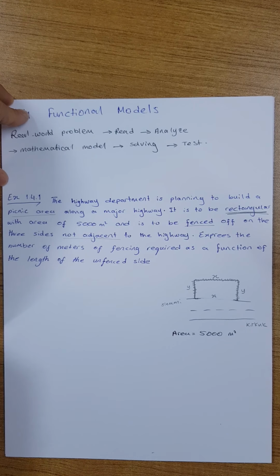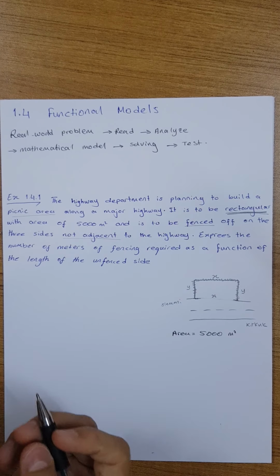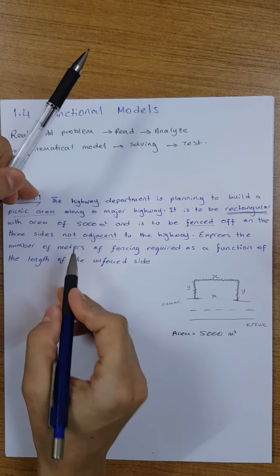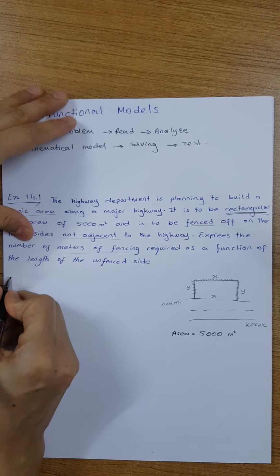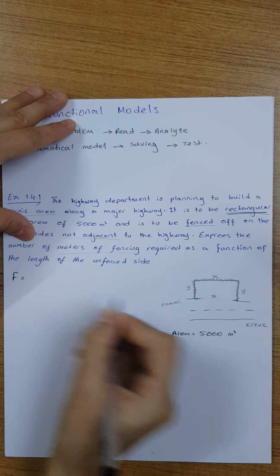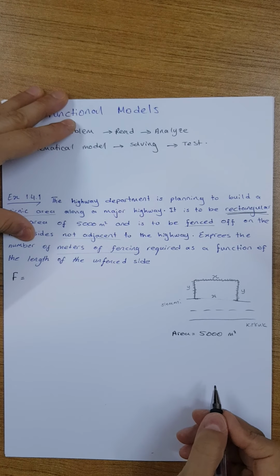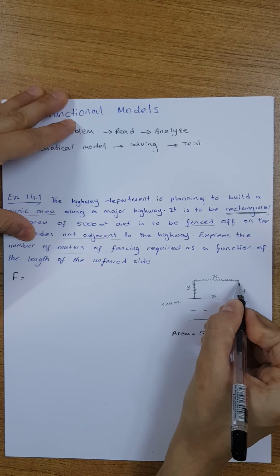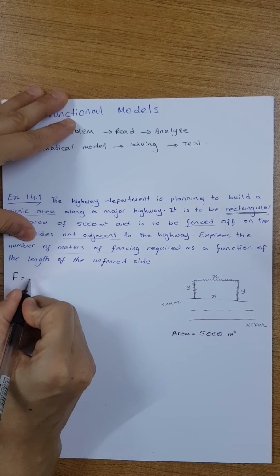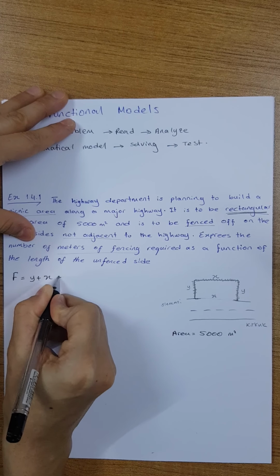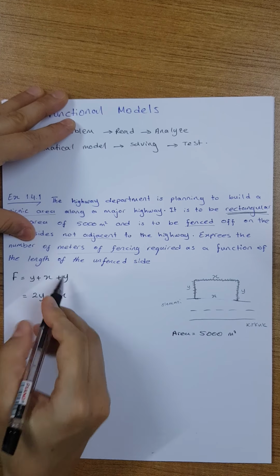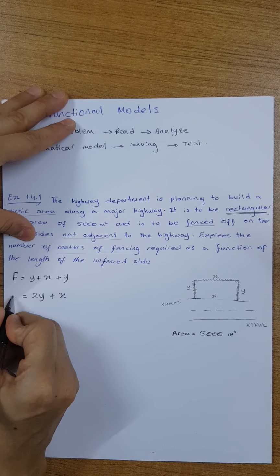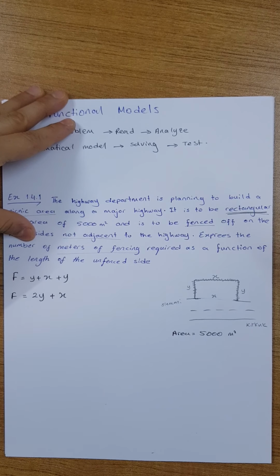So let's start with the solution. What's required from us? The number of meters of fencing. So fencing is equal to what? If you look at this rectangular shape, how many sides do we fence? We are fencing y plus x plus y. That's equal to 2y plus x.